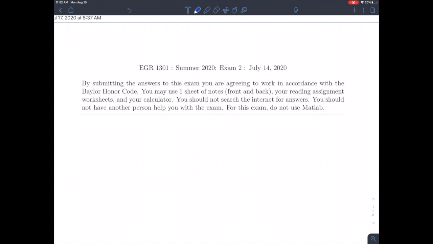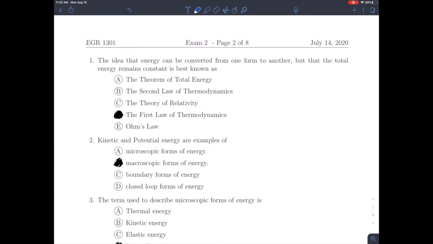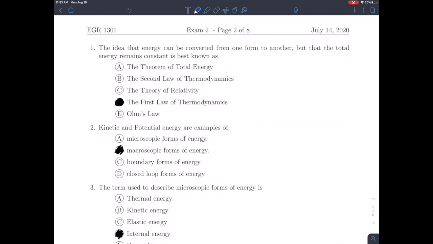In this video, I'm going to walk you through the solutions for exam 2. All right, so first of all, we had the multiple choice. Number 1, energy can be converted from one form to the other, but the total energy remains constant. That's the first law of thermodynamics.